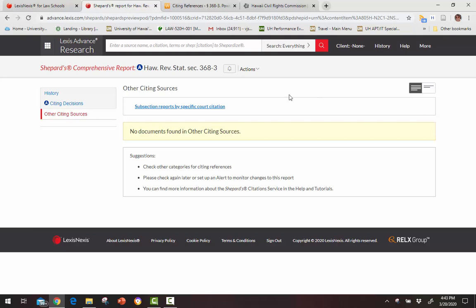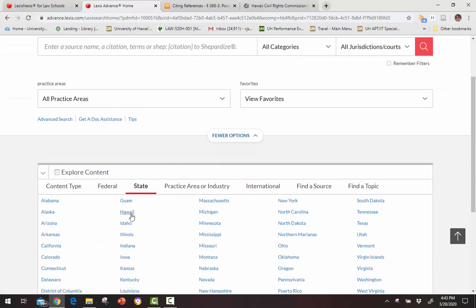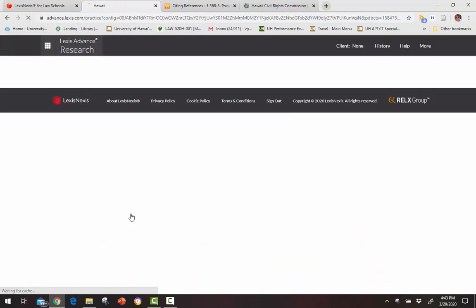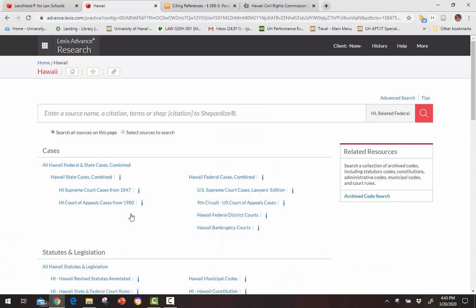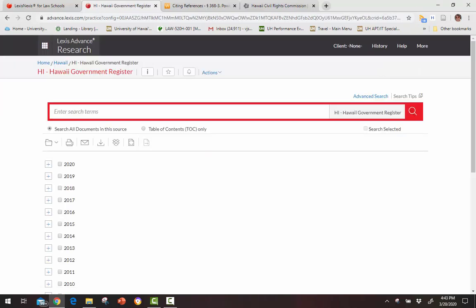Right. But Lexis does have one shining point with respect to Hawaii administrative rules, right? Yeah, so Lexis has the Government Register, which is Hawaii's version of the Federal Register that gets printed daily by the federal government. Hawaii's is called the Government Register, and it's only on Lexis. It's actually not on Westlaw.